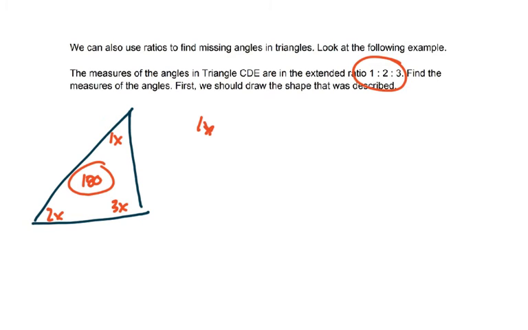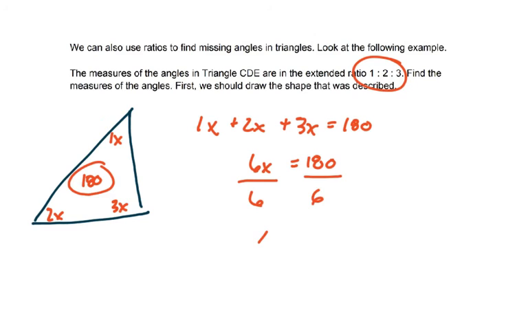1x plus 2x plus 3x equals 180. So 6x equals 180. And then we divide by 6, x equals 30. And what that then means is 1 times 30 is 30 degrees. 2 times 30 is 60 degrees. 3 times 30 is 90 degrees, which makes that a right angle.